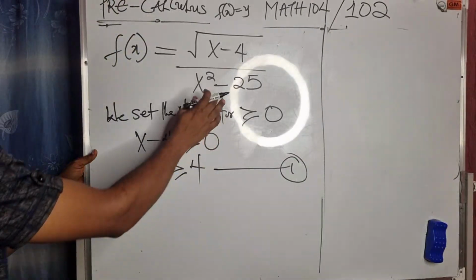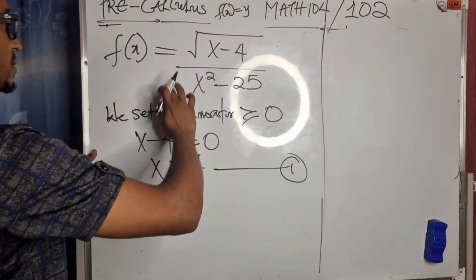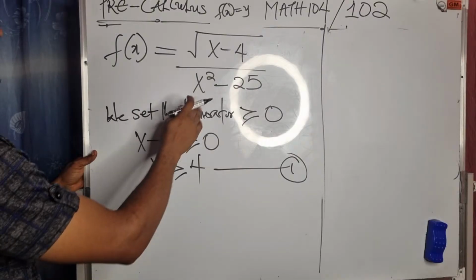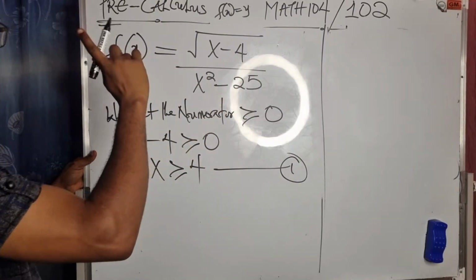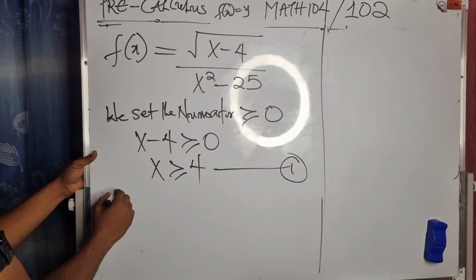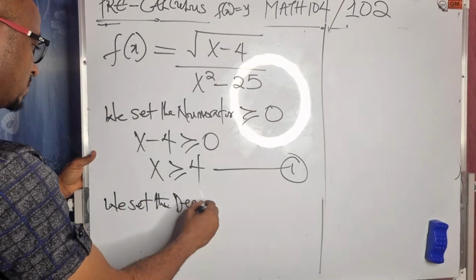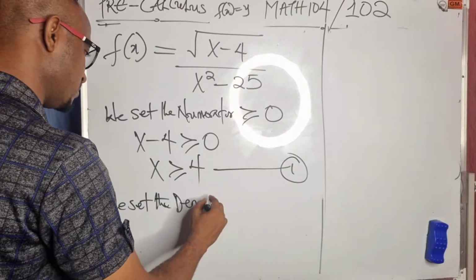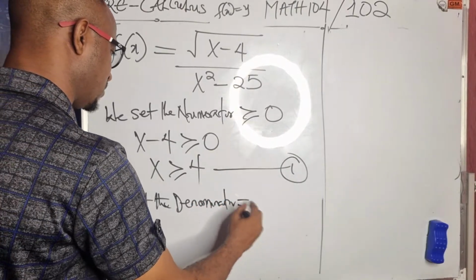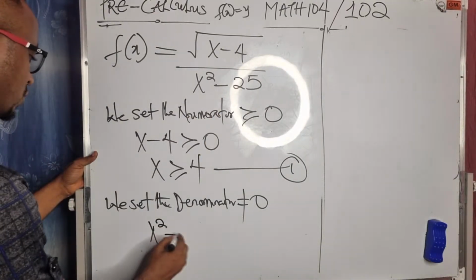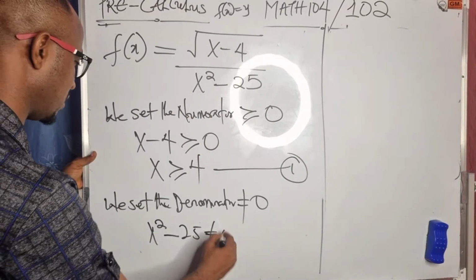Then we also set this. This is also a rational function, so we have to set the denominator not to be equal to 0, right? So that means we have x squared minus 25 not equal to 0.